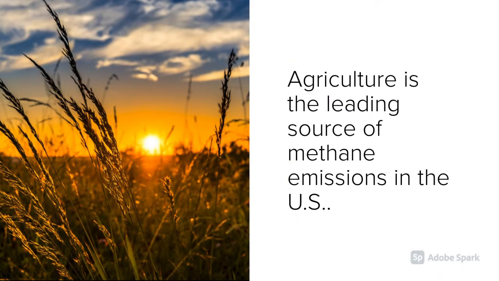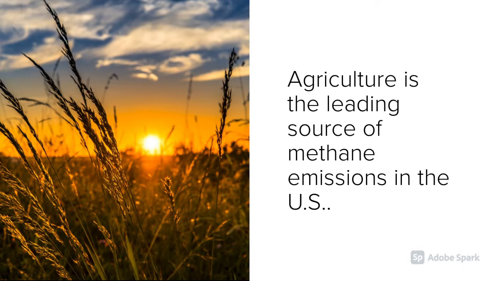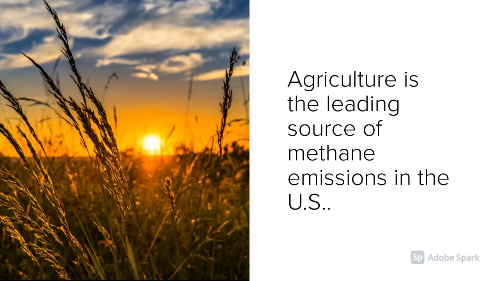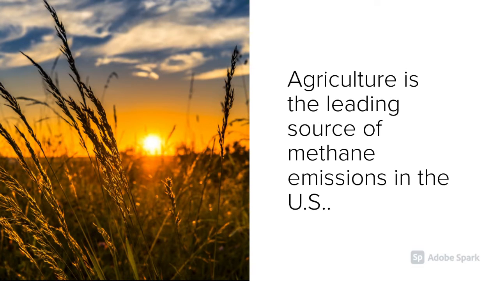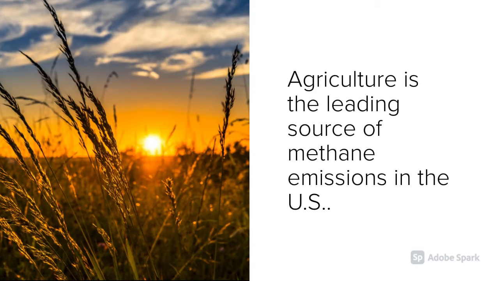Agriculture is the number 1 source of methane emissions in the U.S. Cattle, pigs, sheep, and goats all produce methane during their normal digestive processes. Methane is also produced during the storage of animal manure in lagoons or holding tanks. With livestock and manure combined, agriculture becomes the number 1 source of methane emissions in the United States.